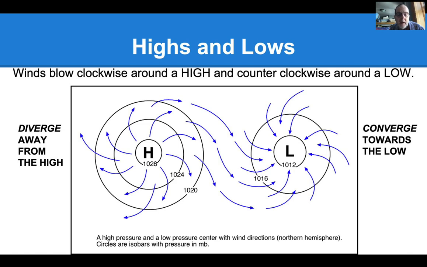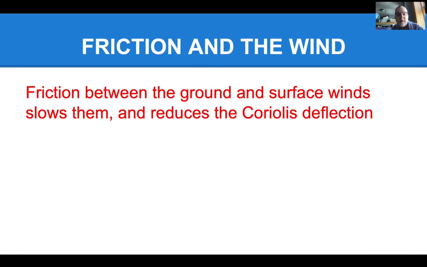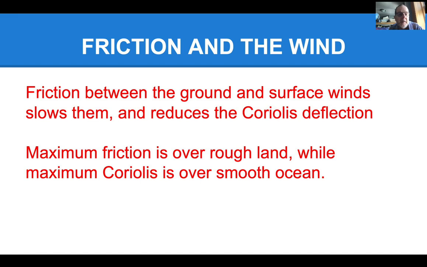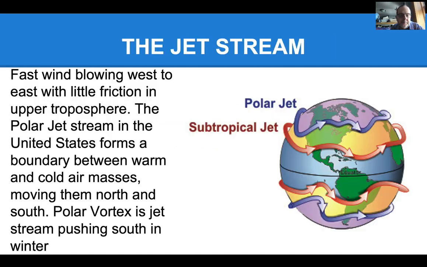Friction and the wind. Friction between the ground and surface wind slows them and reduces the Coriolis deflection. So where there's friction, particularly over areas of diverse topography, with relief, up and down, up and down, the wind will blow straighter. Maximum friction is over rough land, while maximum Coriolis is over smooth ocean.